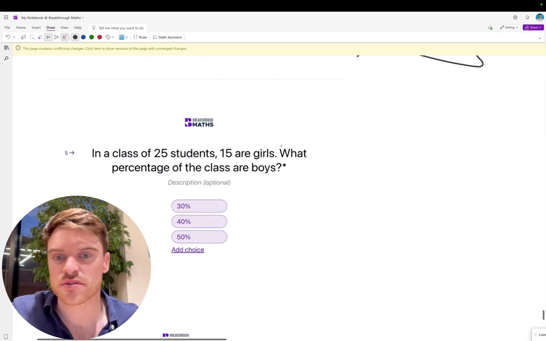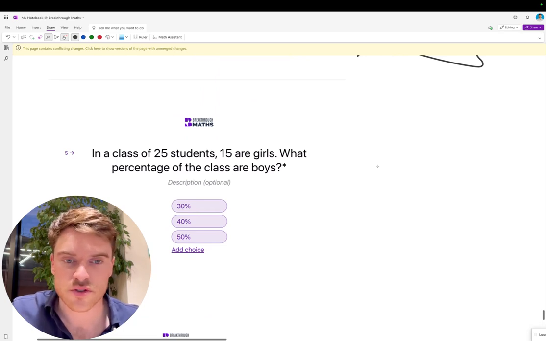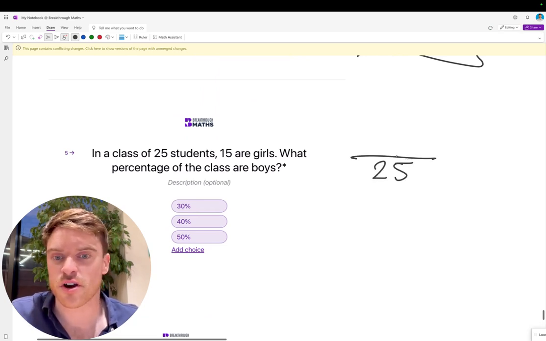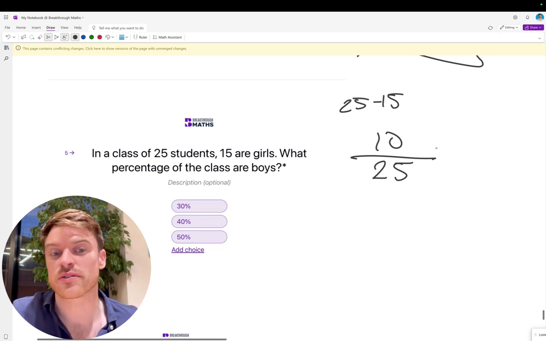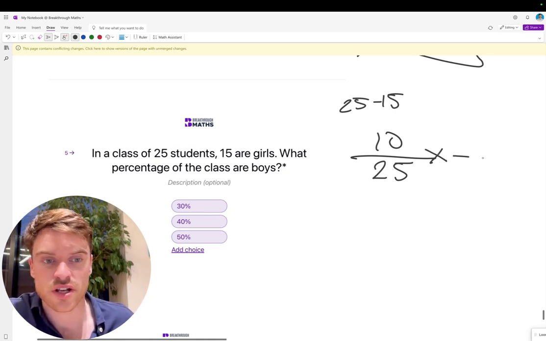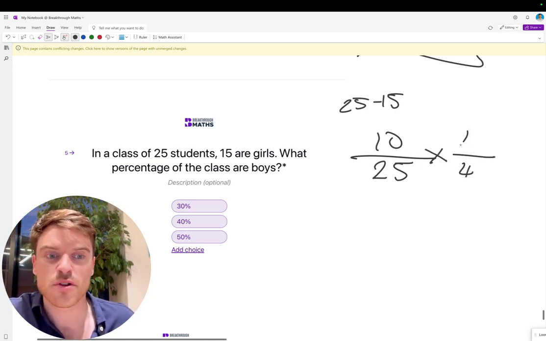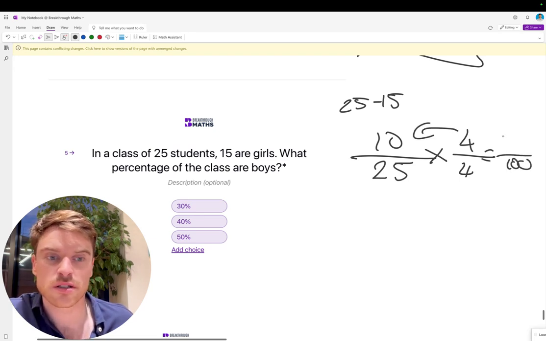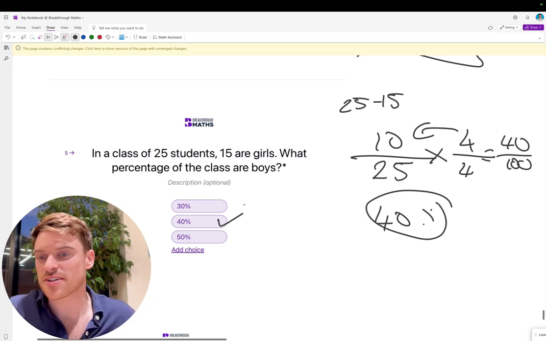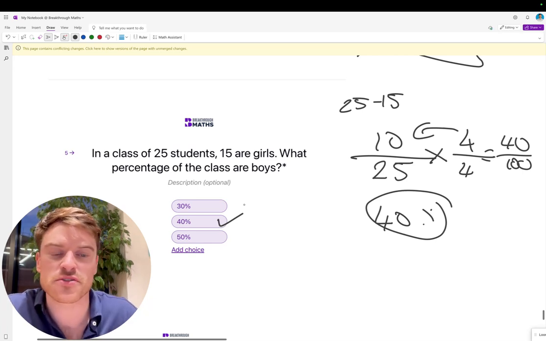A class of 25 students, 15 are girls. What percentage of the class are boys? So of 25 students, 15 were girls. So there's obviously 10 boys because 25 take 15 is 10. So then it's 10 over 25. If you think about it, you want to get to 100. In your head, if you multiply by 4, you'll get 100. Multiply the top by 4, and you'll get 40. This is quick maths. 40 over 100 is 40%. Easy. You kind of get to 100. That's how I like to do it, without even using a calculator.